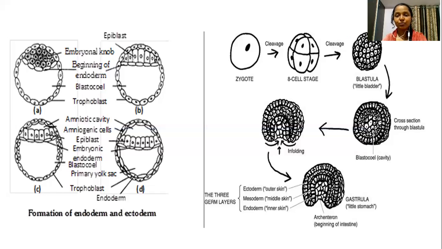Most of the innermost vital organ structures will be derived out of endoderm. So this is how the ectoderm, endoderm, and mesoderm, after forming the three germinal layers, ultimately divide and differentiate into various structures, as I mentioned.